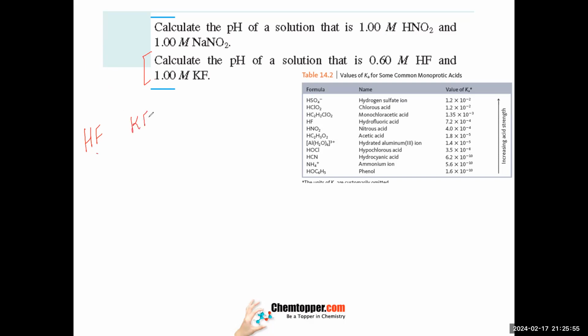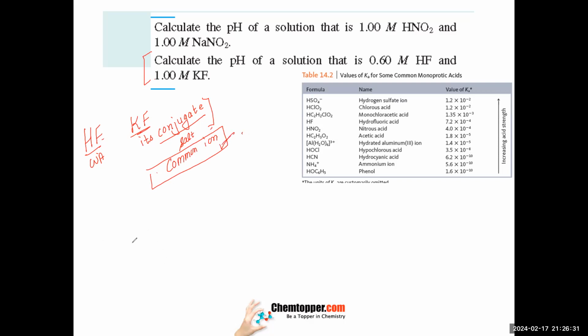KF is a salt. With the weak acid, you can say it is the conjugate, or the common ion, or the salt. You can say anything here. These are more popular words. And this is the one I was using in the last class to explain how this buffer system is working. The mechanism of buffer action is based on this.